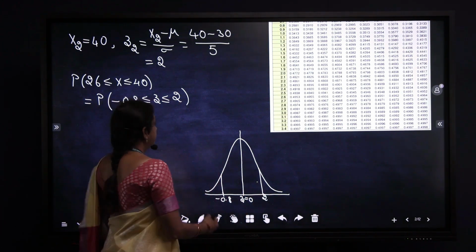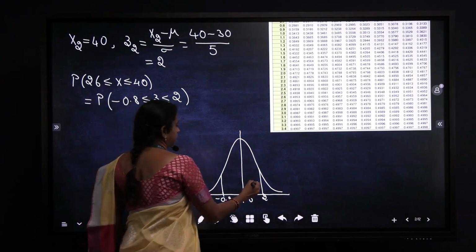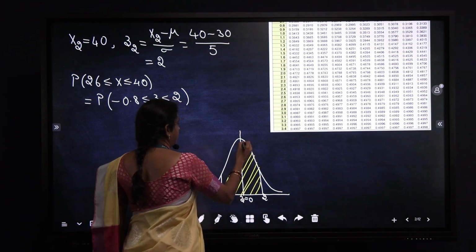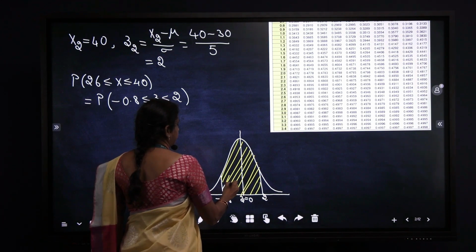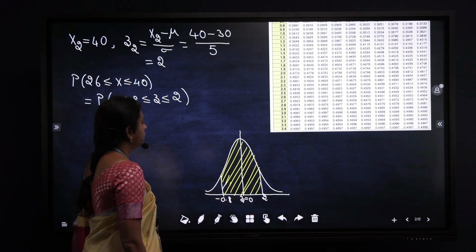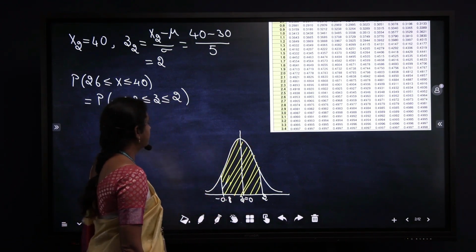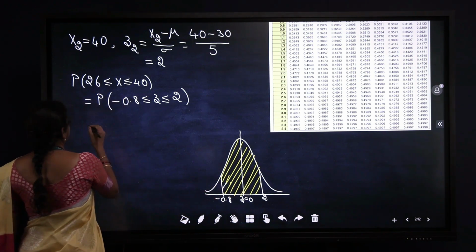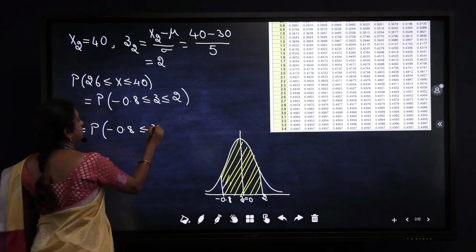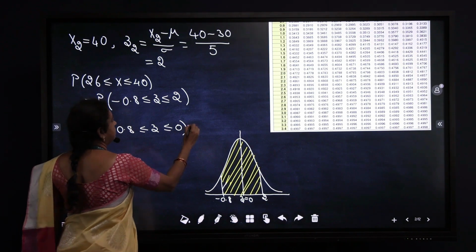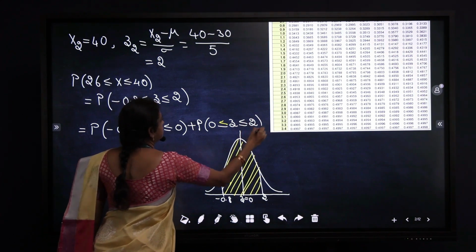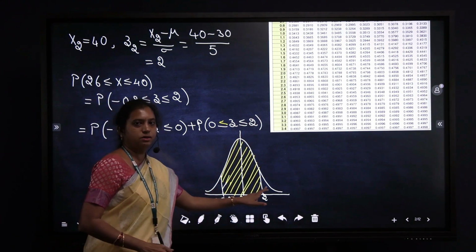Now I'll identify the region. So z is defined between minus 0.8 and 2. This is the area we'll consider in the normal curve. We know that a normal curve is a bell-shaped curve and the area is covered between minus 0.8 and 2. Now in the normal tables we'll find out these values. So what we'll write here? This is equal to probability from minus 0.8 less than or equal to z less than or equal to 0 plus probability of 0 less than or equal to z less than or equal to 2, right? Minus 0.8 to 0 and 0 to 2.